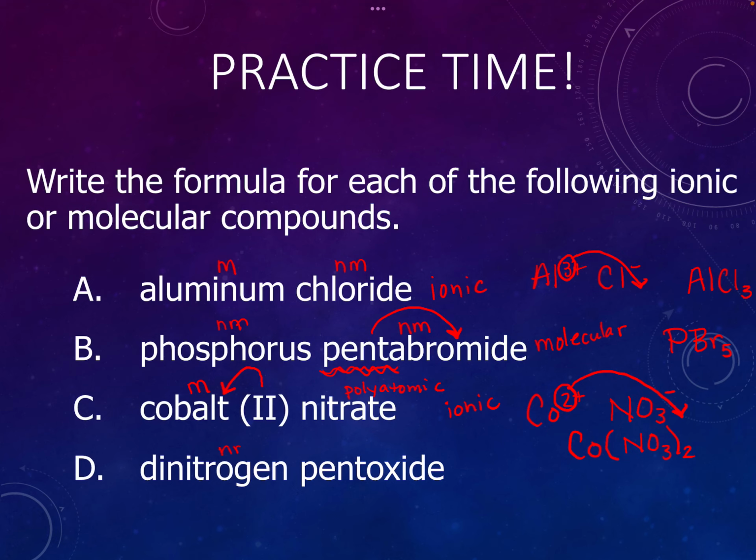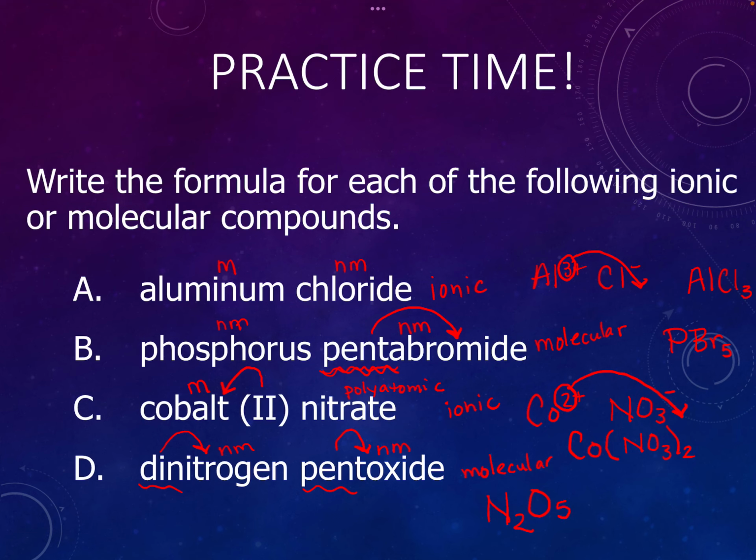So nitrogen is a nonmetal and oxygen is a nonmetal. So this is going to be molecular. But again, we could have known that anyways because we see these prefixes. Anytime we see prefixes, we recognize that as molecular because that's the only one that uses prefixes. So now we're just going to use the prefixes to tell how many of each one. So dinitrogen tells us 2 nitrogen, so N2. And then pentoxide tells us 5 oxygens, so O5.